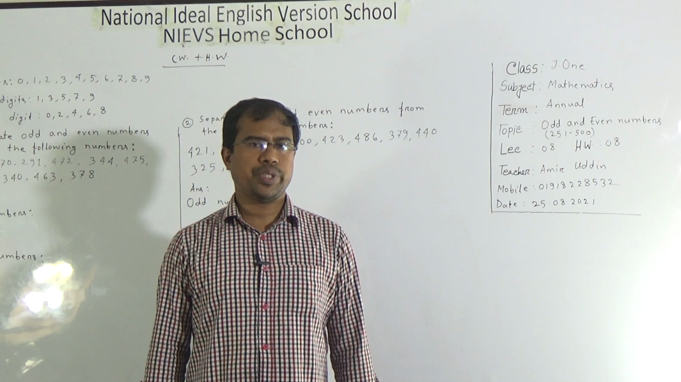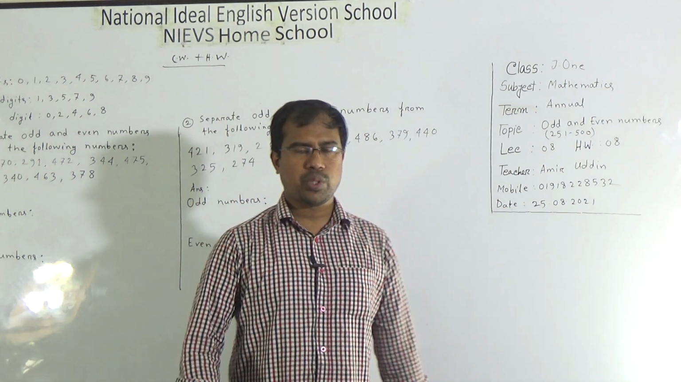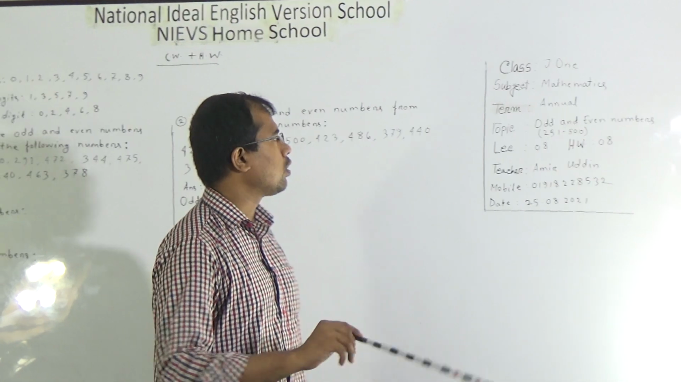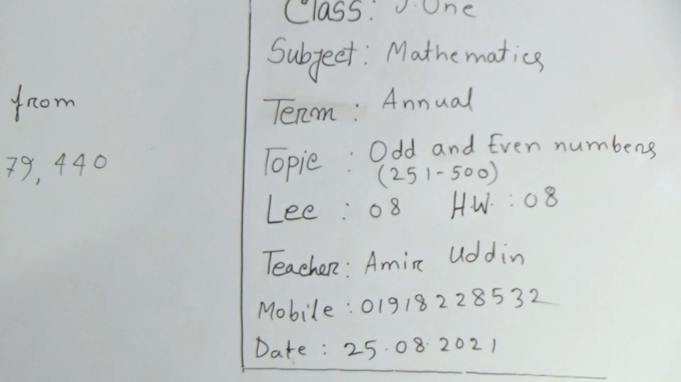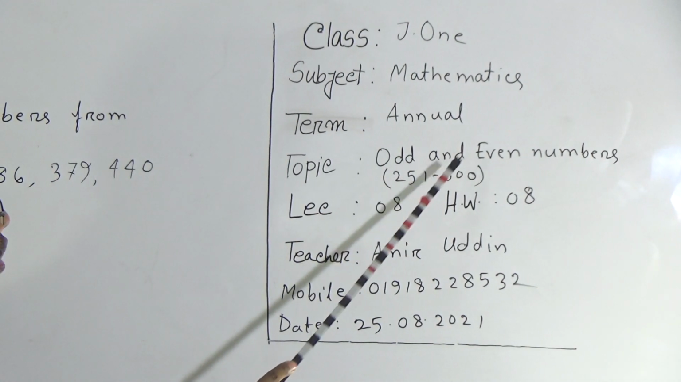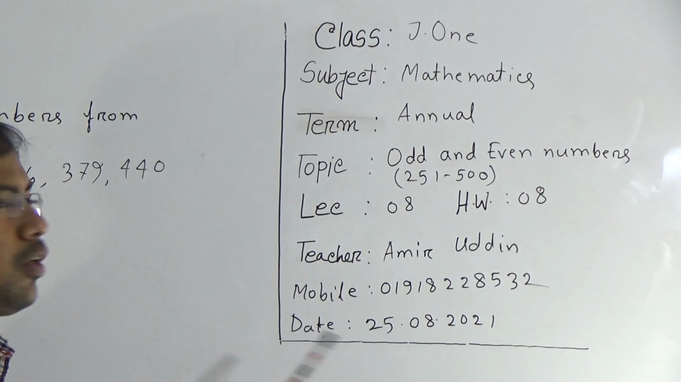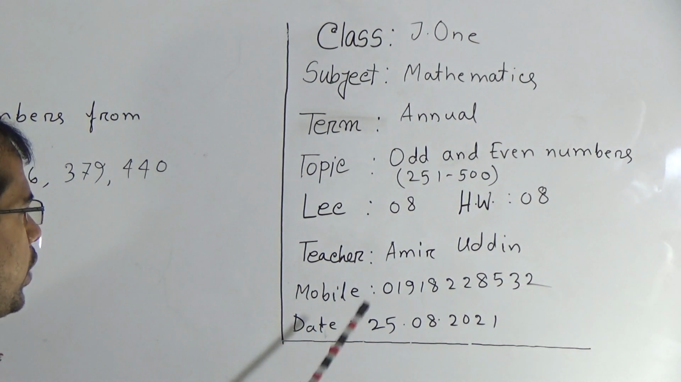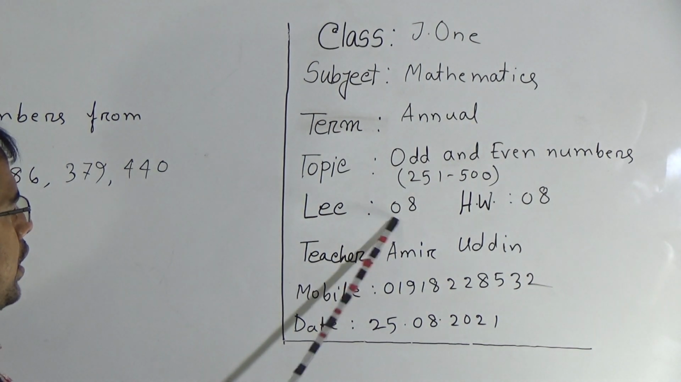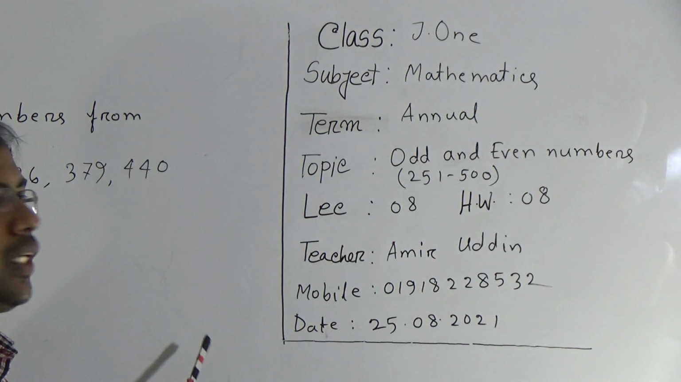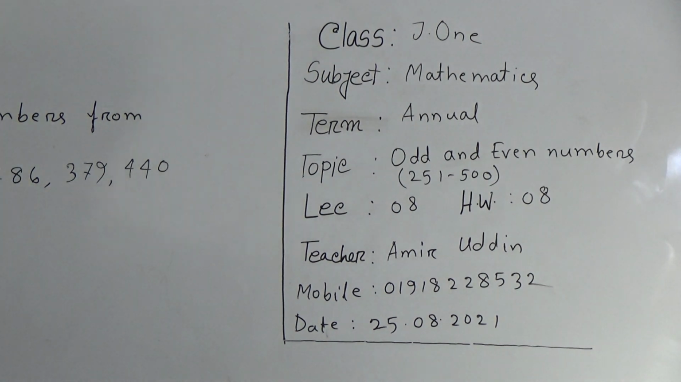Dear students, today I am going to take a math class for the students of Junior 1. Our today's topic is odd and even numbers 251 to 500. Dear students, this is lesson number 8 and SW number 8 also. Okay, now the students, we will start our today's class.